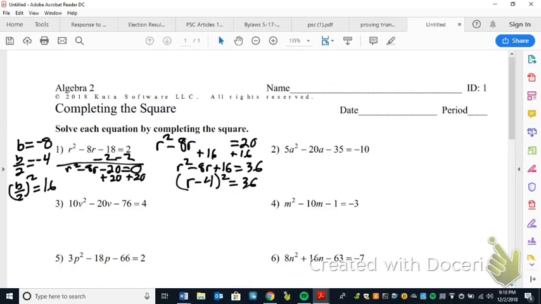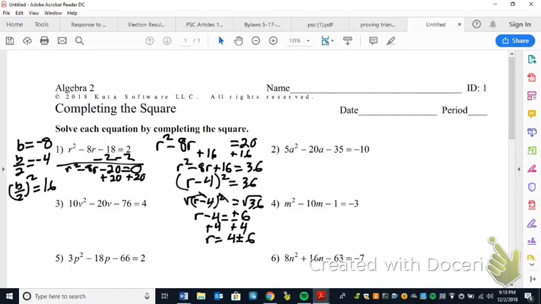Now we need to get r by itself, so we are going to take the square root of both sides. And that's going to give me r minus 4 equals plus or minus 6. It's important to keep the plus or minus there. Why? Because both are correct. If I square 6, I get 36. If I square negative 6, I get 36. Which means that the square root of 36, or that number which can be squared to reach 36, is plus and minus 6. Then add 4 to both sides, and I get r equals 4 plus or minus 6.